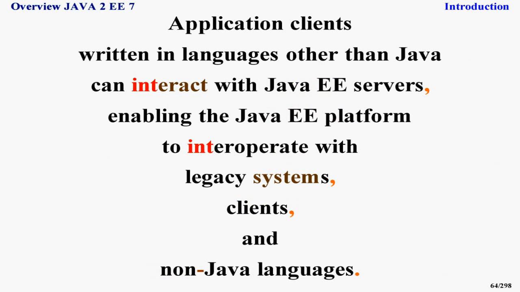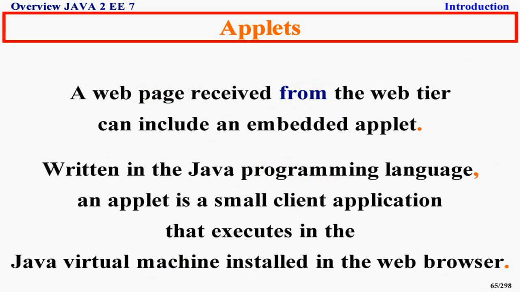Application clients written in languages other than Java can interact with Java EE servers, enabling the Java EE platform to interoperate with legacy systems, clients, and non-Java languages. Applets. A web page received from the web tier can include an embedded applet. Written in the Java programming language, an applet is a small client application that executes in the Java virtual machine installed in the web browser.